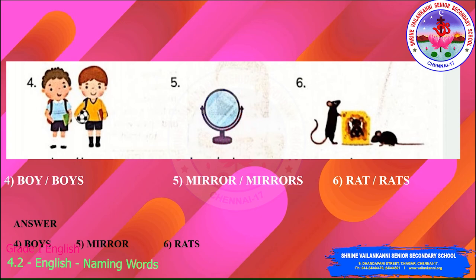For naming words, we need to add s for all persons, places, animals or objects which are more than one in number. If it is more than one in number, you need to add s and write it. You need to add s at the last and then you have to pronounce that word.